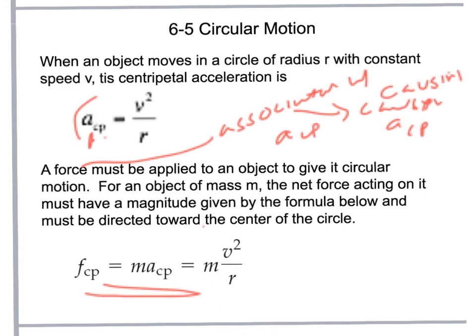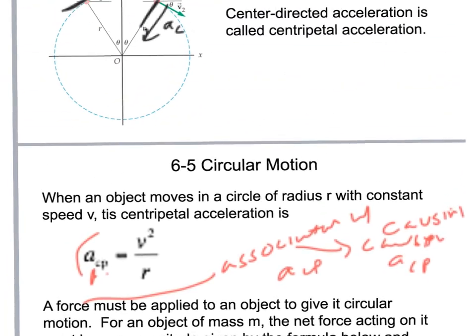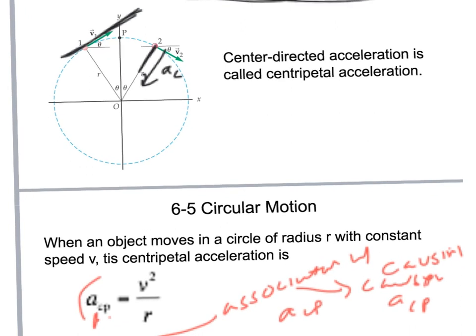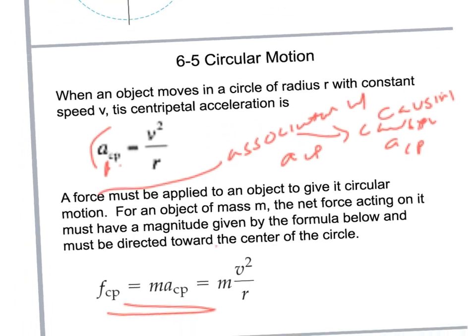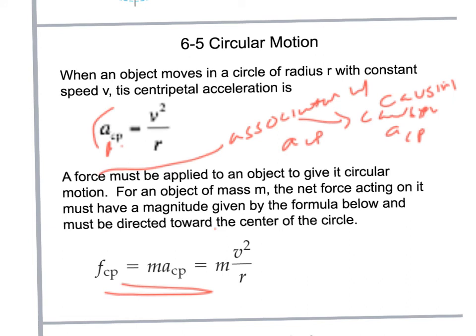So just the key to remember there is, go back to this slide here, centripetal acceleration is center directed or center seeking. So it's always going to point towards the center, which is our origin in the circle. And then, of course, our centripetal force is also equal to ma. So we still have our Newton's law of F equals ma, and then a equals v squared over r, and we substitute that in.